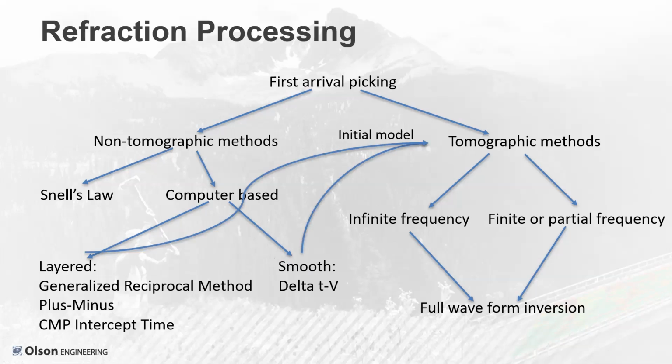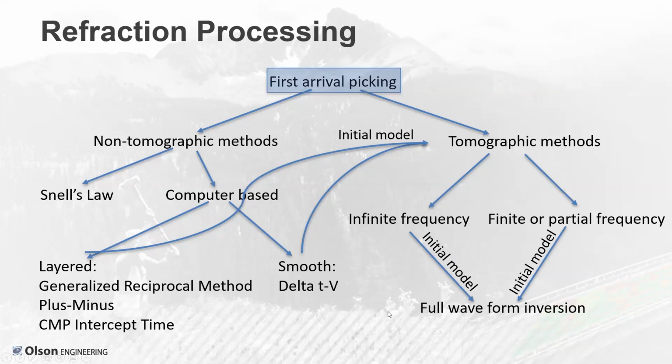Tomographic methods always need an initial guess to get going. And I say that full waveform inversion is the most sophisticated way to process refraction data. It needs a very accurate initial model to refine from. So we'll use infinite frequency or finite or partial frequency methods as an initial model for full waveform inversion. So if you're doing full waveform inversion, it's conceivable to use all three classes of methods.